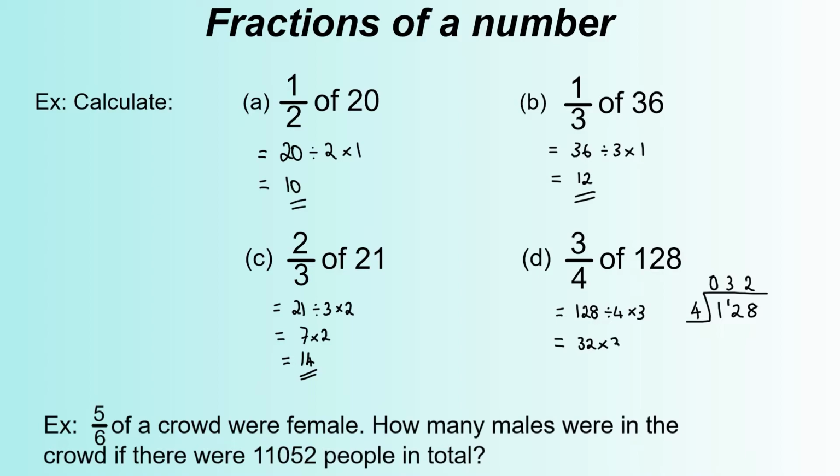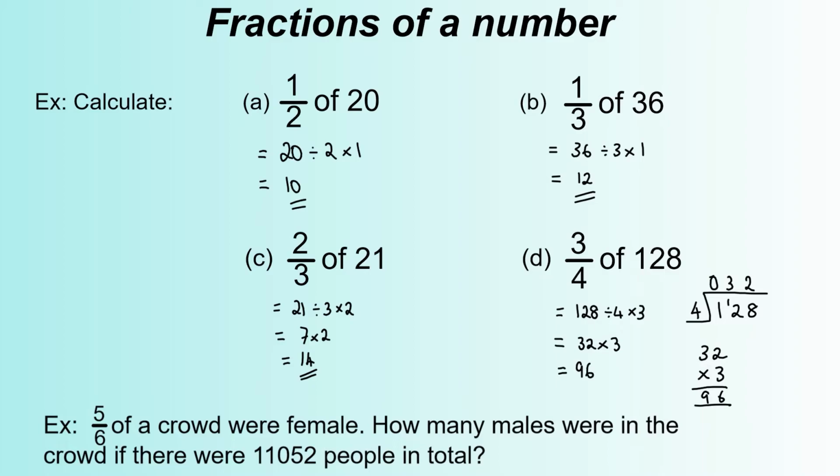We still have to multiply that by 3. And again, you might not be sure about 32 times 3, so let's just set out a little calculation. 32 times 3. 3 times 2 is 6, and 3 times 3 is 9. No carrying required there. So our final answer would be 96.